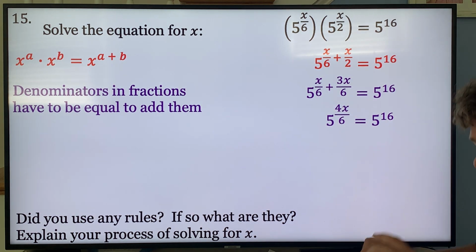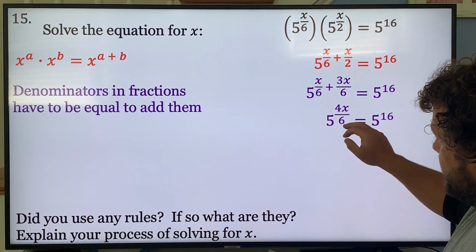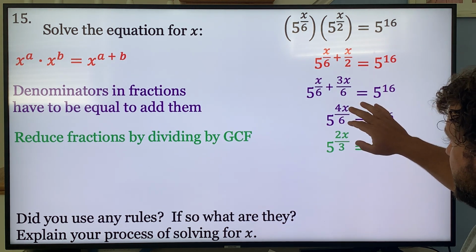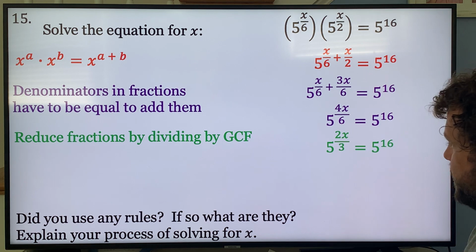Now, I could reduce 4x over 6 because 2 goes into the 4x and the 6. 4x divided by 2 is 2x. 6 divided by 2 is 3. So you're going to reduce by dividing by the GCF. So divide this by 2 over 2. You get 2x over 3.